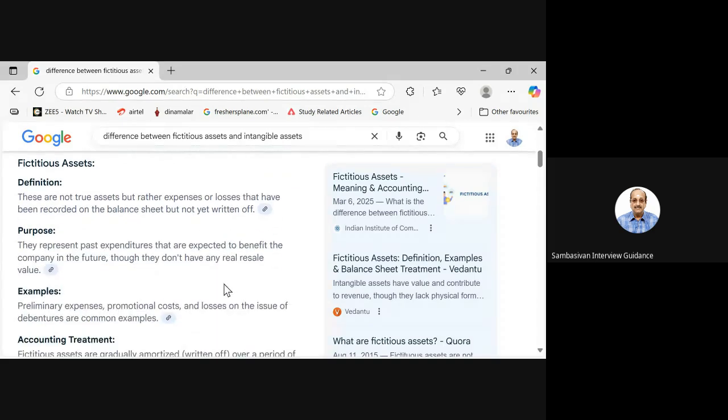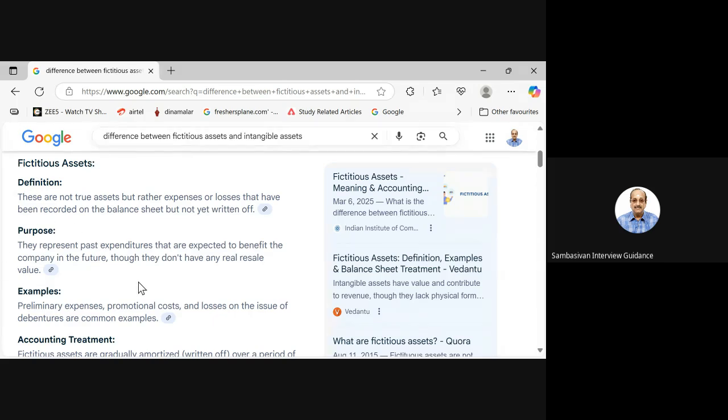Please read. Okay, sir. Fictitious asset definition: these are not true assets, but rather expenses or losses that have been recorded on the balance sheet but not yet written off. This is a very good definition.